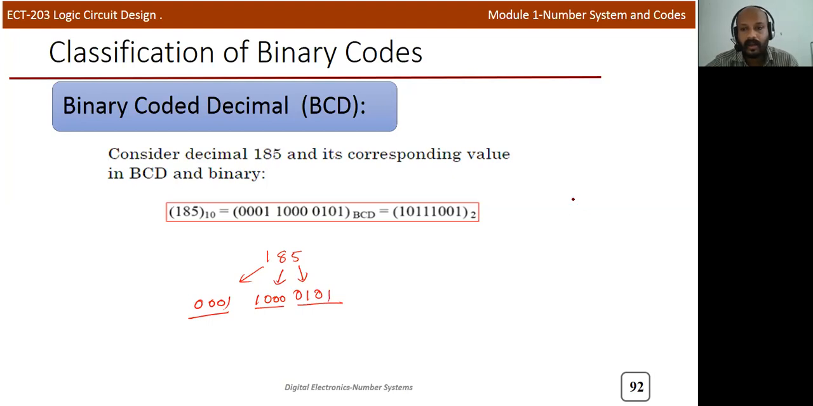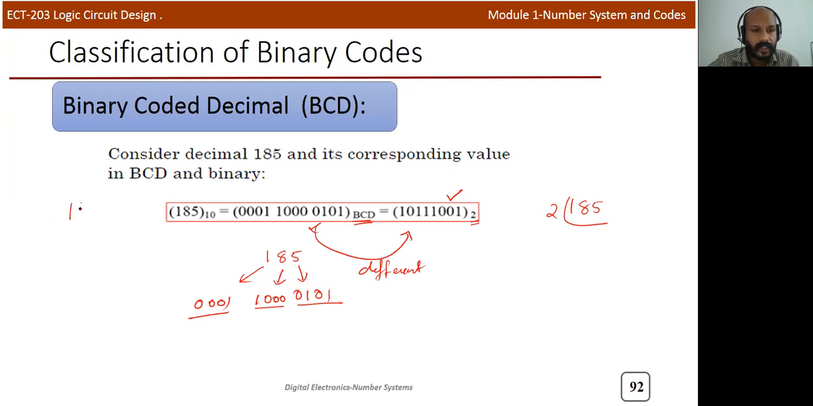But the binary equivalent of 185 is entirely different. We'll divide 185 by 2 and take the remainders. That procedure will give you another result, and that result is given here. So here it is the BCD code, here it is the binary code. These are different. The binary equivalent and BCD are different. I think you got the idea.